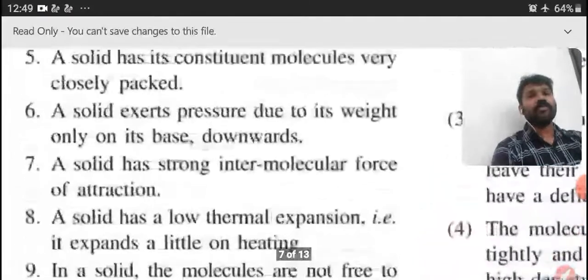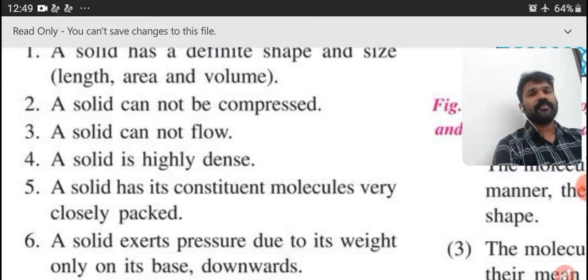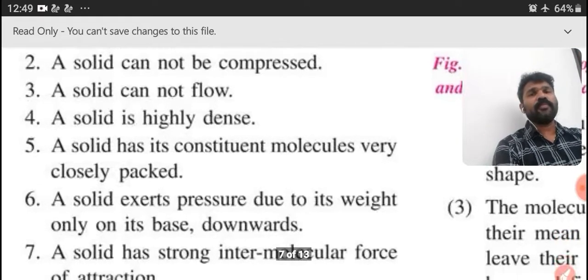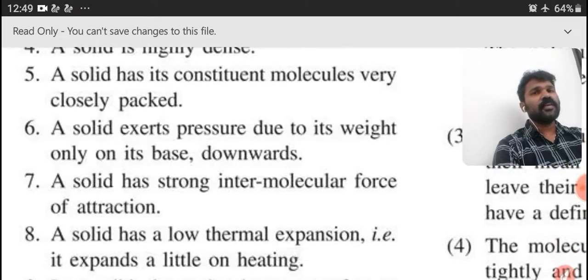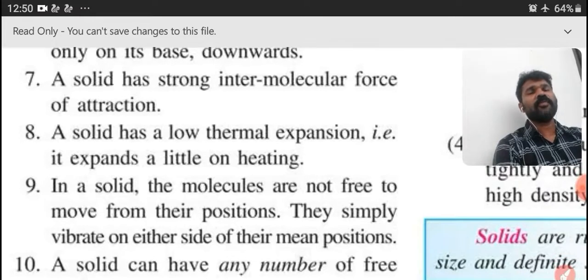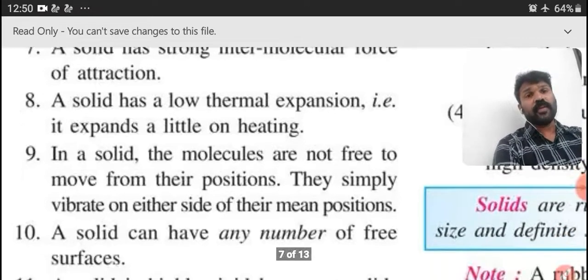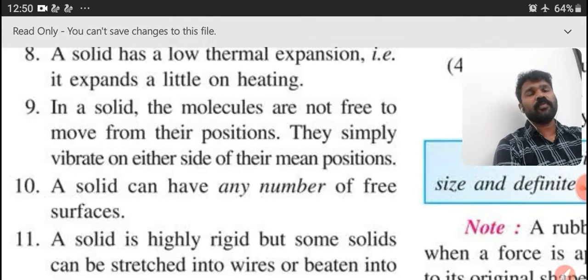These are the main properties of solids. Please go through them. First, a solid has a definite shape and size. Second, a solid cannot be compressed. Third, a solid cannot flow. Fourth, a solid is highly dense. Fifth, a solid has its constituent molecules very closely packed. A solid exerts pressure due to its weight only on its base downwards. A solid has strong intermolecular force of attraction. A solid has a low thermal expansion. In a solid, the molecules are not free to move from their positions.